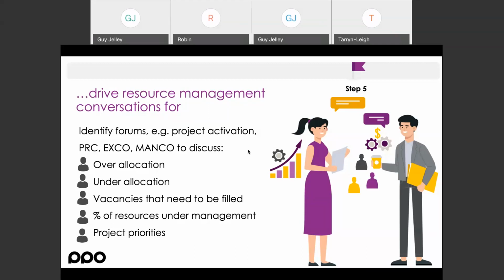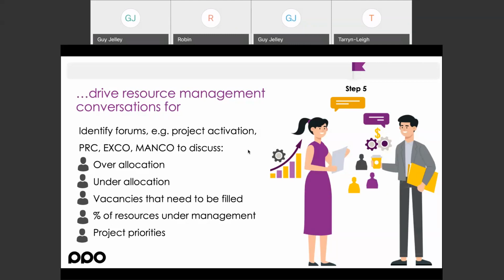So going into those conversations now, you have proper information. The touch points you're going to discuss are over-allocation of resources, under-allocation of potential resources, vacancies that need to be filled on projects that are running, and why is this not happening? Where are the bottlenecks, and how can we get these resources in fast? The percentage of resources that we've managed.